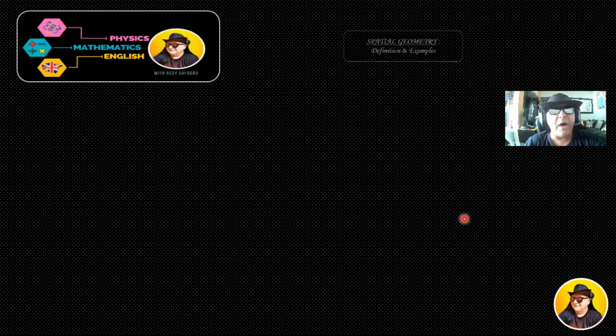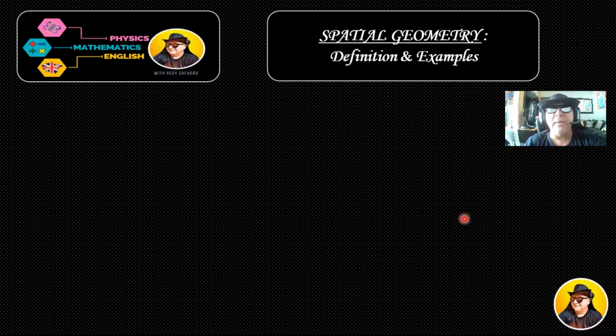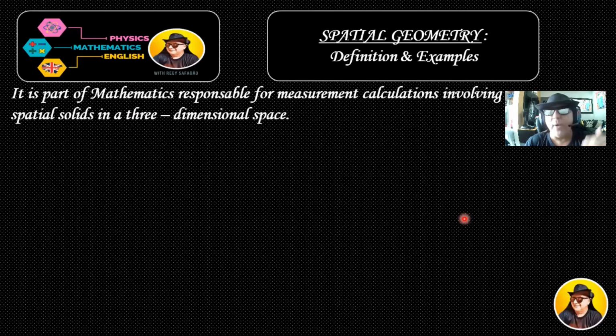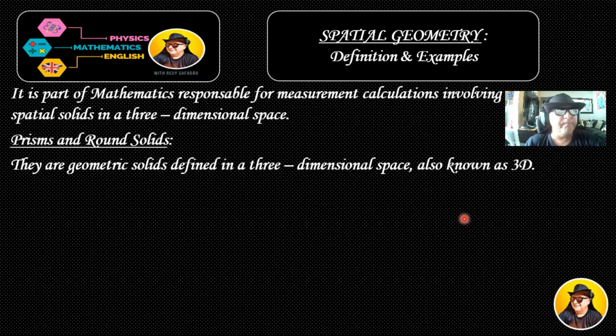Our today's class is going to be about spatial geometry. Let's see the definition and some examples, okay? If you ask me what spatial geometry is, I'm going to tell you it is the part of mathematics responsible for measurement calculations involving spatial solids in a three-dimensional space, prisms and round solids. They are geometric solids defined in a three-dimensional space, also known as 3D.